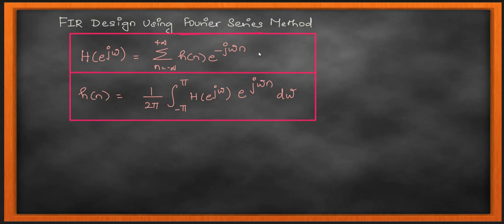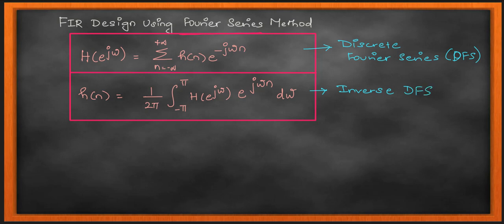The Fourier series formula for h of n is given to be 1 by 2 pi integral of minus pi to pi H of omega e to the power of j omega n d omega. For those who are familiar with Fourier series, you know that formula is your inverse Fourier, and the magnitude response H of omega can be obtained by taking sigma n equal to minus infinity to plus infinity h of n e to the power of minus j omega n. So these are analysis and synthesis equations, or forward and backward equations.